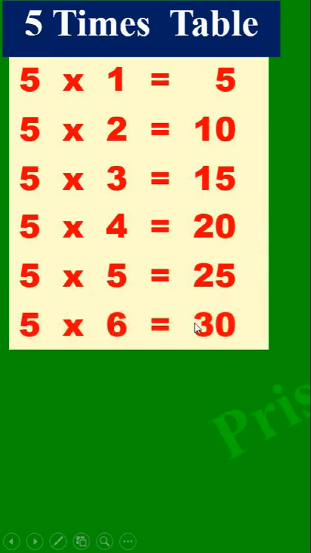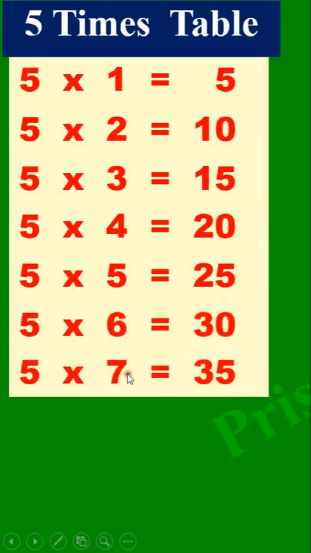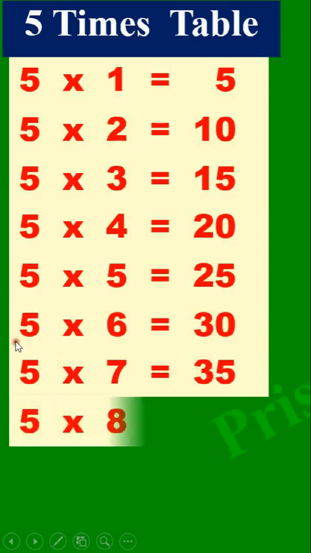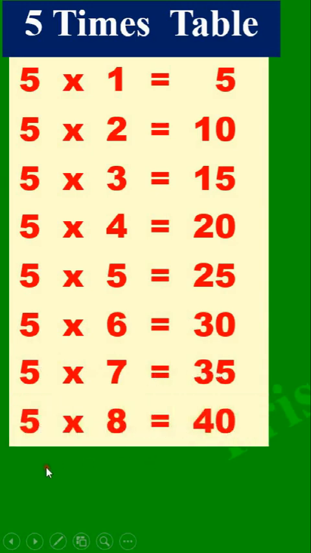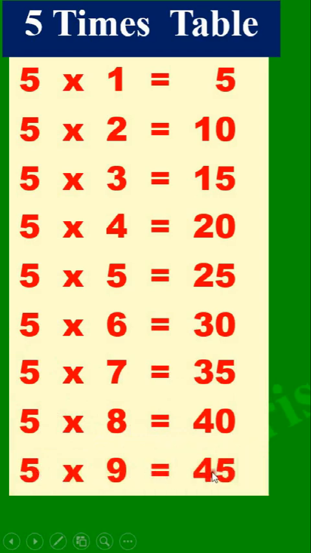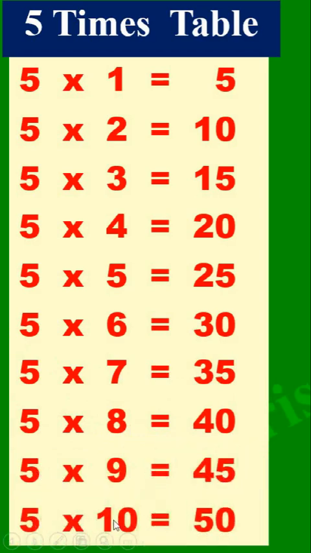5 times 6 is equal to 30. 5 times 7 is equal to 35. 5 times 8 is equal to 40. 5 times 9 is equal to 45. 5 times 10 is equal to 50.